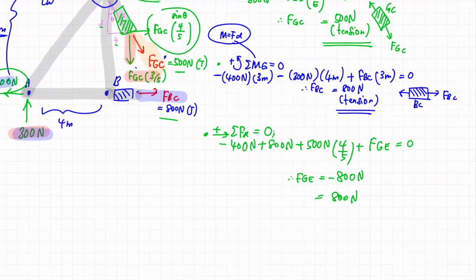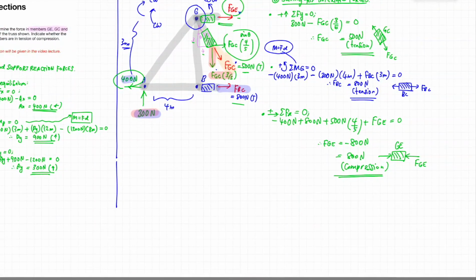If I were to redraw the member GE like this, then the actual direction of FGE would be pointed towards the GE member. At the opposite end also, it will be in the opposite direction to ensure equilibrium condition. So as you can see, this pair of forces will create a compression kind of state. Therefore, the magnitude of our FGE is 800 Newton and this particular member would be in compression state. Okay, done.